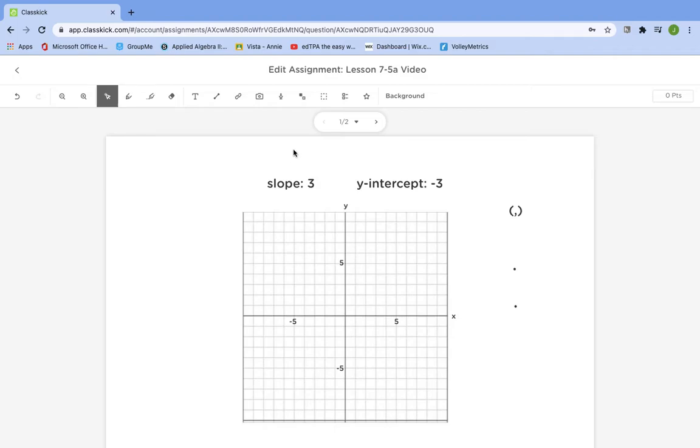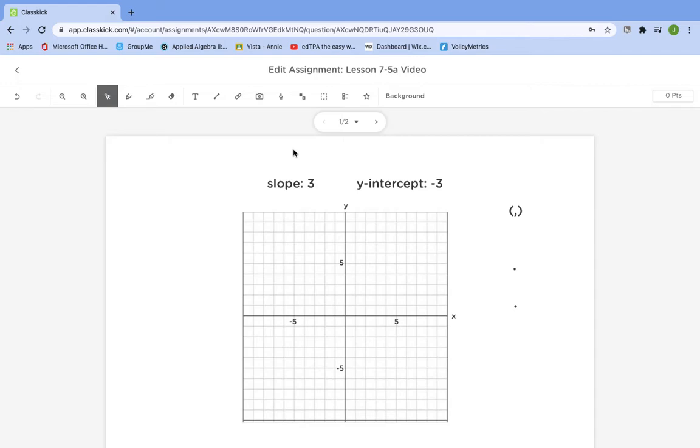Okay, so for this lesson, we are working on graphing a line when we are given the slope and the y-intercept. So if you remember back to last lesson, 7.4, we worked on locating the y-intercept. And right now our y-intercept is -3.